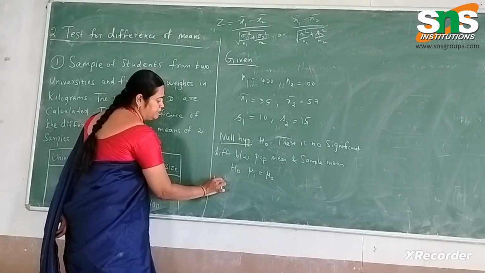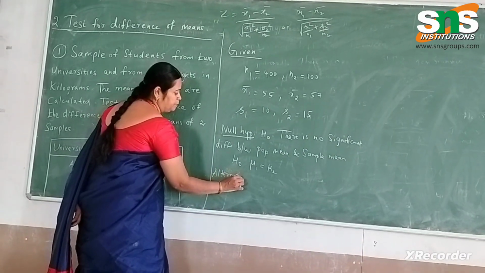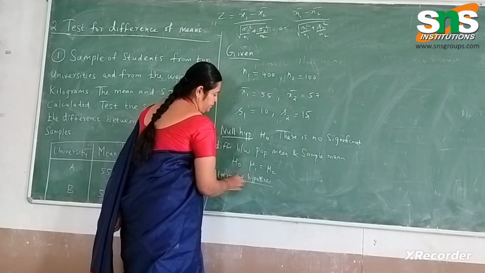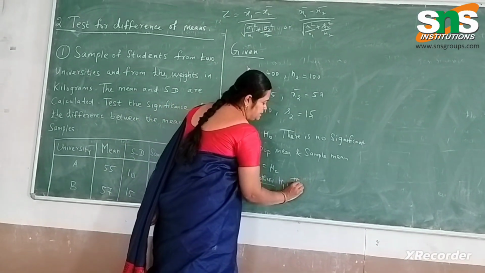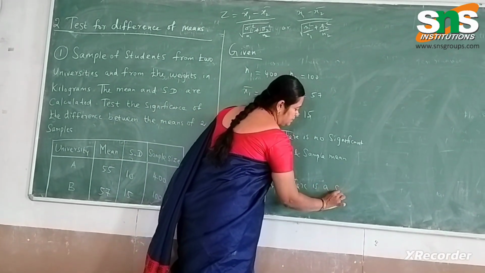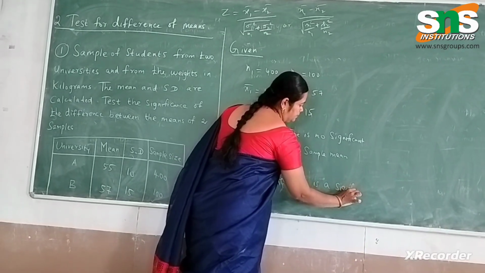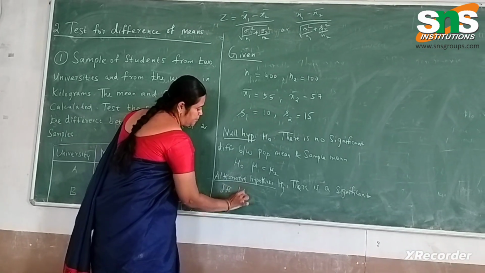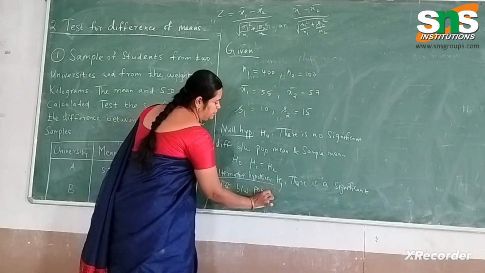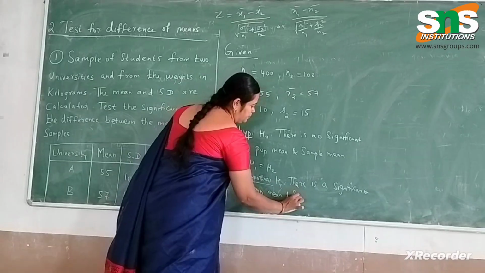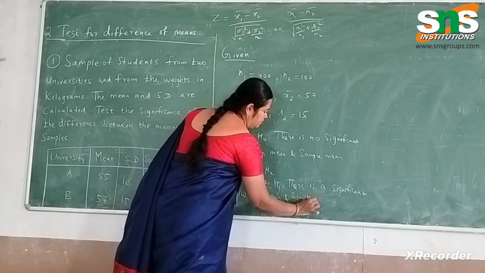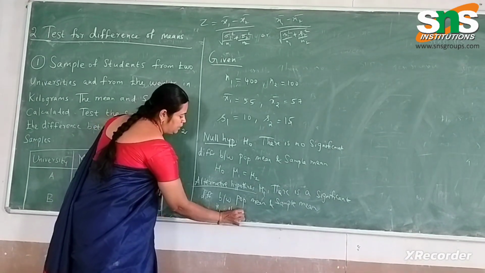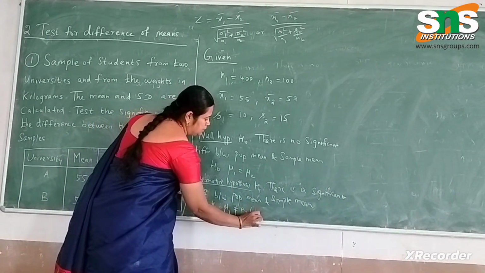Similarly, let us write the alternative hypothesis. Alternative hypothesis H1: there is a significant difference between population mean and sample mean. So H1: mu1 not equal to mu2. So this is a two-tailed test.